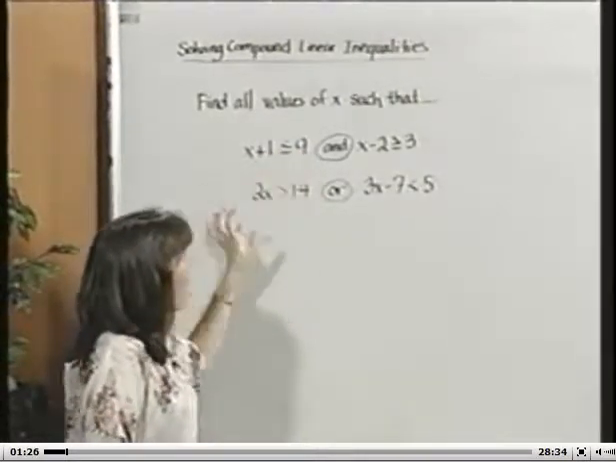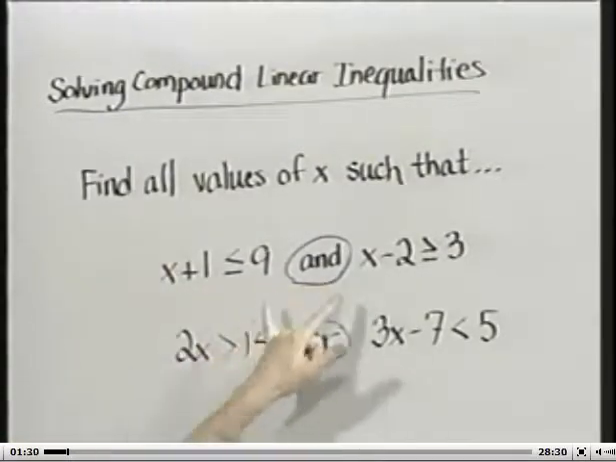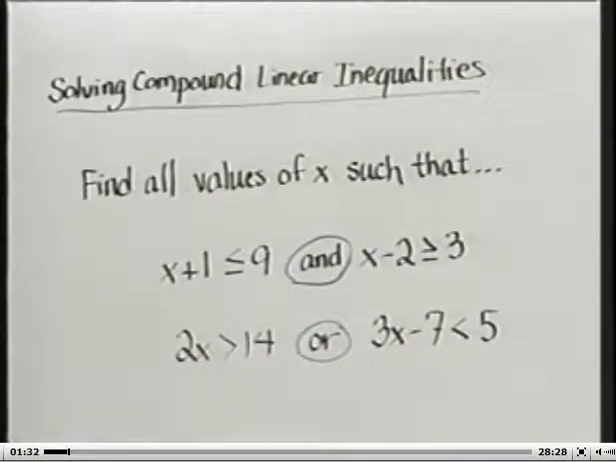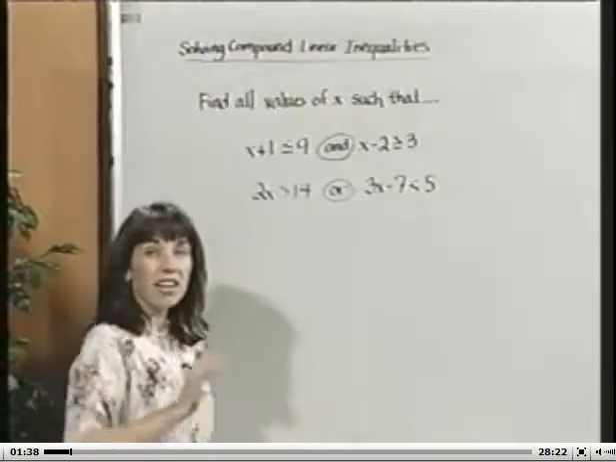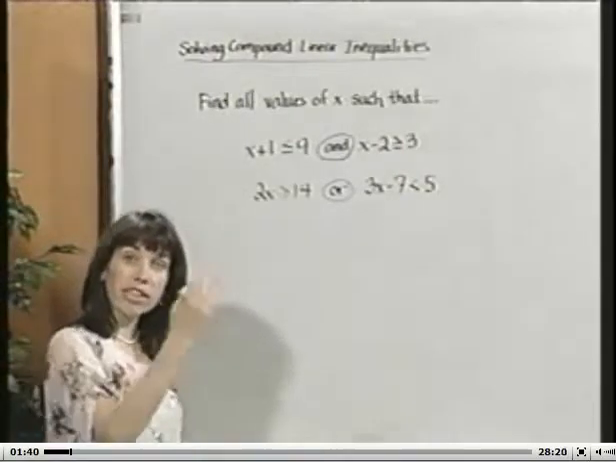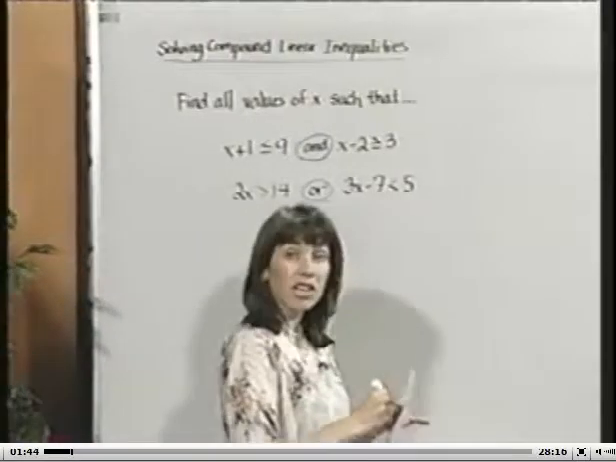These make compound inequalities. Anytime you have two inequalities joined by and or or, it makes a compound inequality. So how do we go about solving them? Well, in math, and and or have entirely different meanings. So we're going to look at the and part first, and then we'll look at or after that. So let's start by taking a look at the word and.